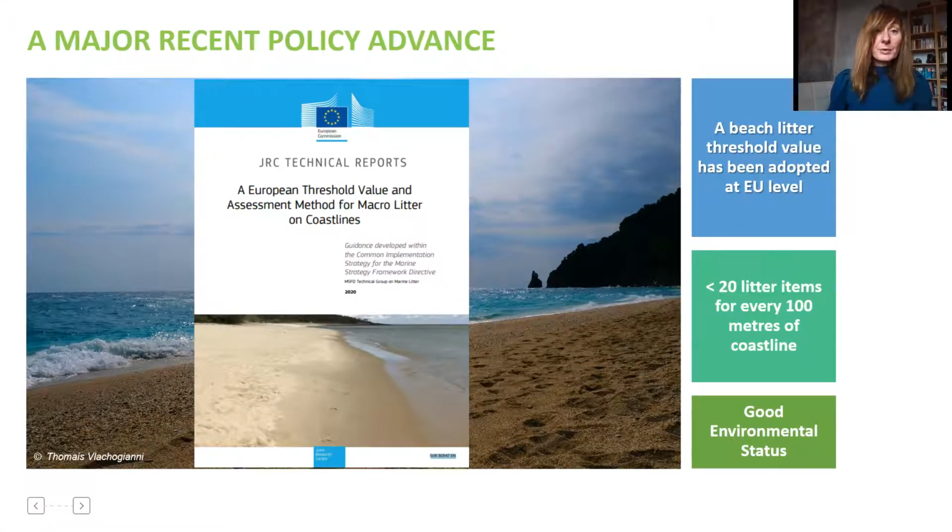One major groundbreaking recent policy advance when it comes to beach macro litter was the unanimous adoption by European member states of a threshold value at European level. This threshold value of 20 litter items per 100 meter stretch of coastline defines when good environmental status has been reached. So a beach that has less than 20 litter items per 100 meter stretch is considered to be in good environmental status.